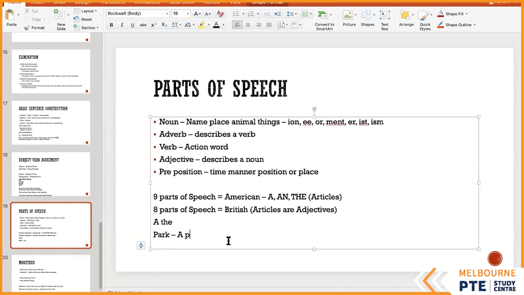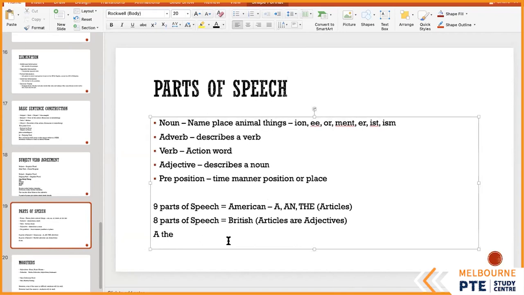So for example, river. Can I say "a river"? Yes. Opposition. Can I say "an opposition"? Yes. Opponent. Can I say "an opponent"? Yep, an opponent. Those are nouns. So that's the easy way to figure out a noun.